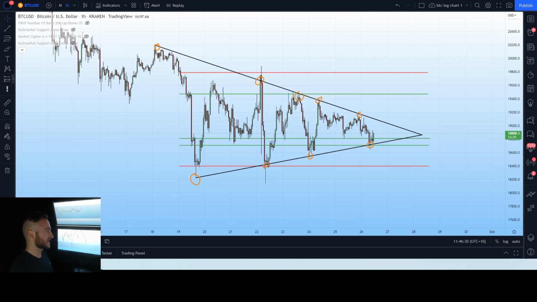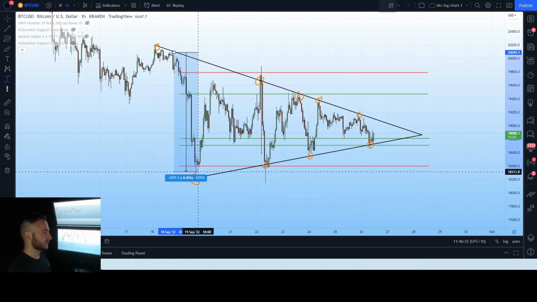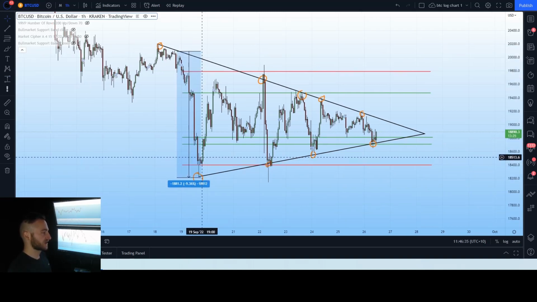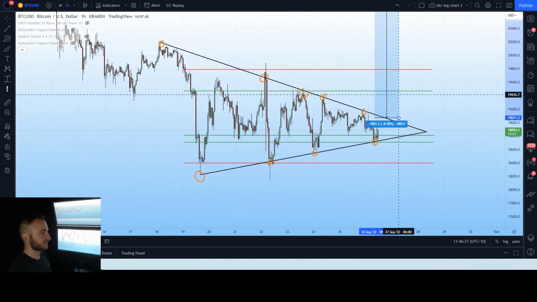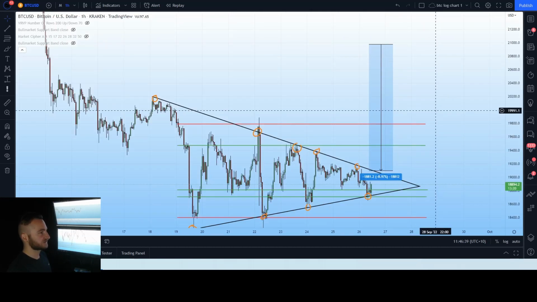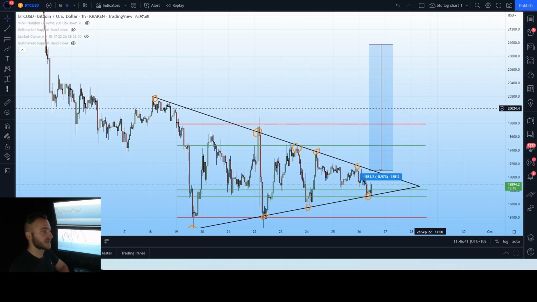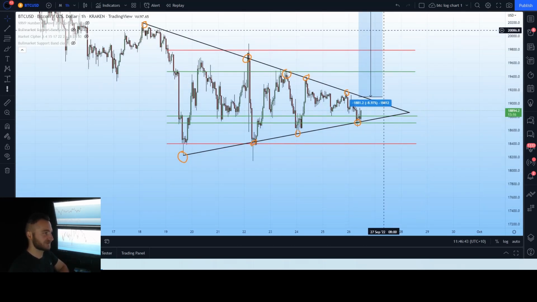So first, let's talk about our breakout target. Well, obviously, if we take a symmetrical triangle, our measured move is quite large. It's 10% to the upside, a 10% breakout target, say, for example, we break out over here. This takes us all the way to 21,000. All right, huge. We talked about 21,000 in the other video.